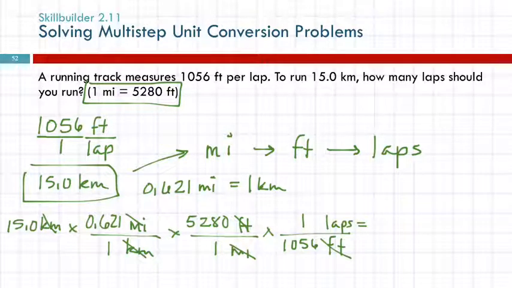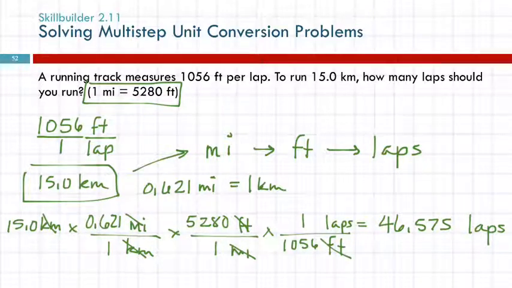So this is not exact? That's not exact, no. Because this is between miles and kilometers, metric and English. So 15 times 0.621 times 5280 divided by 1056 equals 46.575, and the unit that's not crossed out is laps.